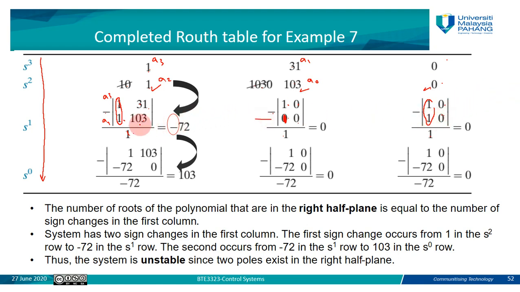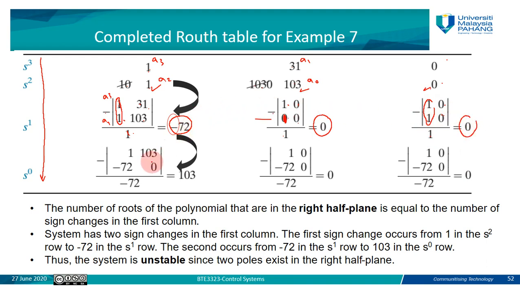So now open this determinant. It becomes 1 times 103 minus 1 times 31 over 1, all negative, so it will give you negative 72. Then for this one, 1 times 0 minus 0 times 1 gives you 0, so the second element is 0. The third element is also 1 times 0 minus 1 times 0 over 1, so all give you 0.